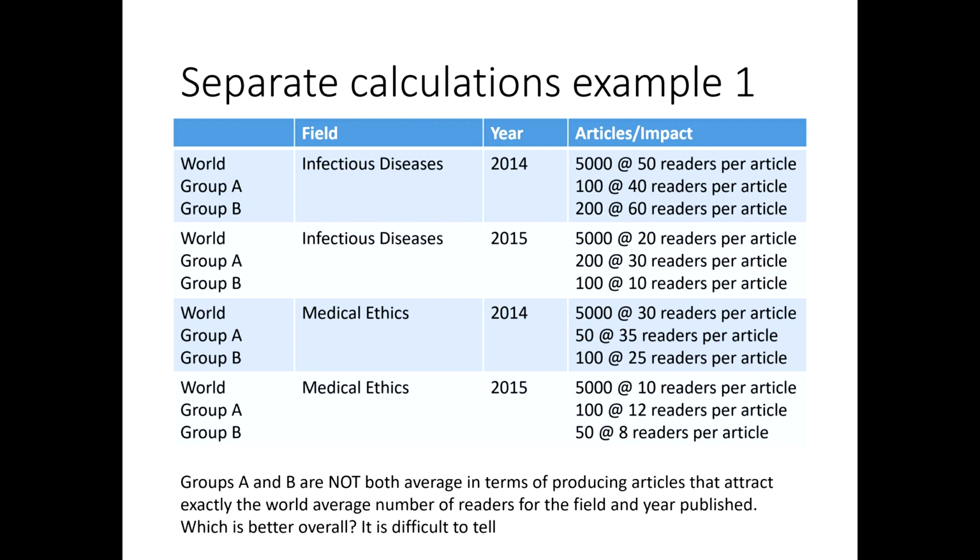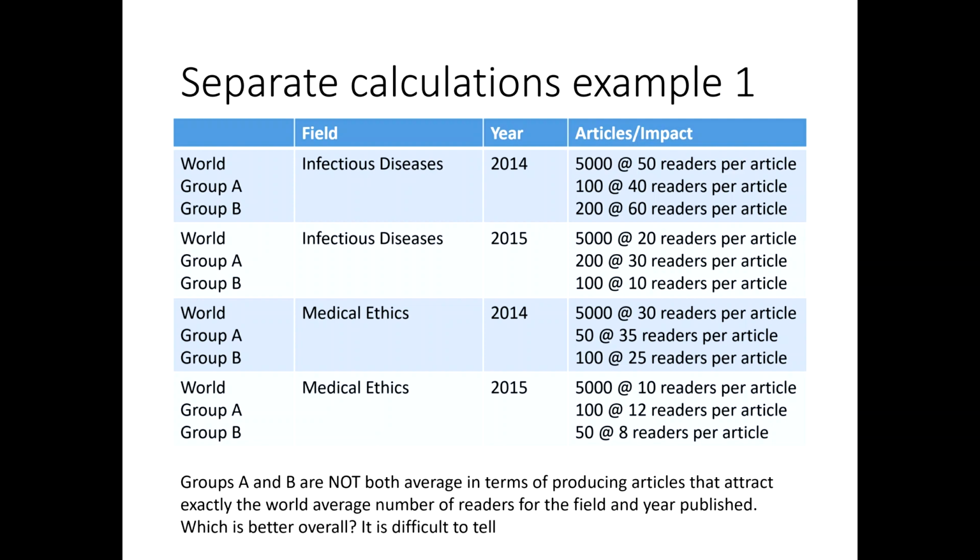For the second one, it has a lower score. For the third one, it has a lower score. And the fourth one, it has a lower score. So Group A has a higher score on one of the 4. So they're not average. But it's hard to tell which is better overall, because you need to take into account the number of articles in each group and the size of the difference.